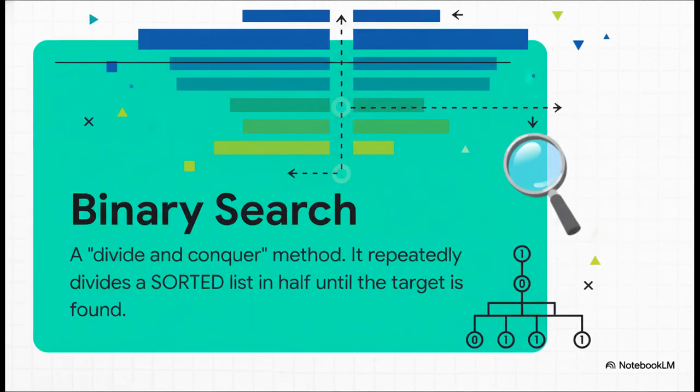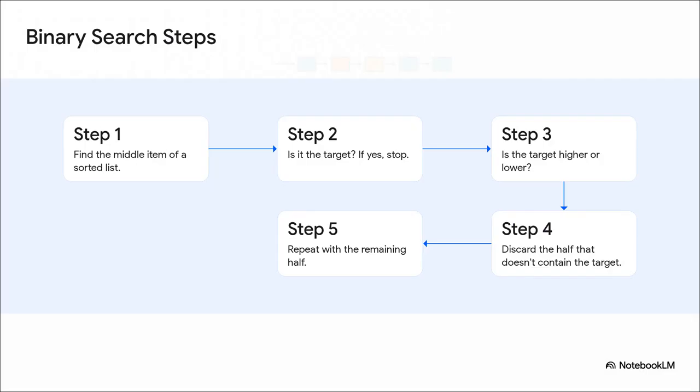And that brings us to a much smarter way of doing things, the binary search. But, and you've got to remember this, it has one absolutely critical rule. The list must be sorted first. This thing works by repeatedly chopping the problem in half. It's a classic strategy called divide and conquer. So, how does it work?